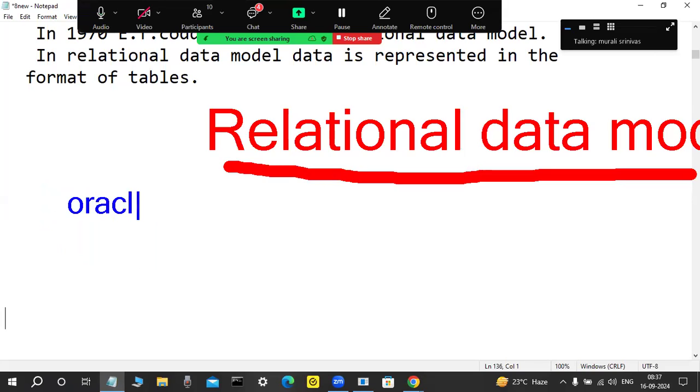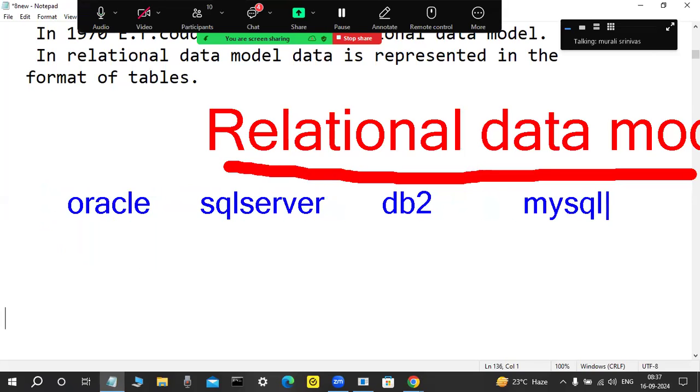Very good. Oracle is a product from Oracle Corporation. Popular product, that one. Again, SQL Server is a relational data model product from Microsoft. DB2 is a relational data model product from IBM. MySQL is a relational data model product, nowadays Oracle is purchasing it. Anybody who has it in your mobile, SQLite is a relational data model product. That is for mobile application purposes.